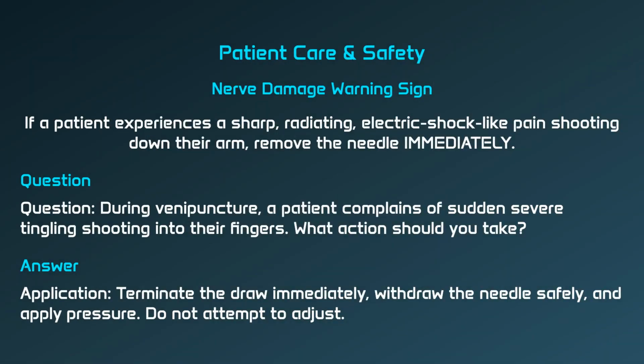Patient care and safety. Nerve damage warning sign. If a patient experiences a sharp, radiating, electric shock-like pain shooting down their arm, remove the needle immediately. Question. During venipuncture, a patient complains of sudden severe tingling shooting into their fingers. What action should you take? Answer. Application: terminate the draw immediately, withdraw the needle safely, and apply pressure. Do not attempt to adjust.